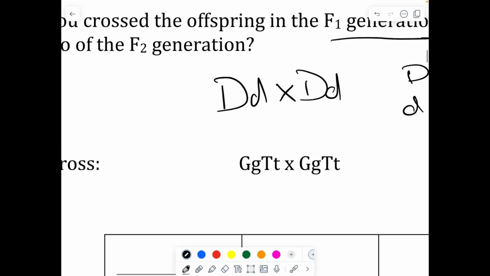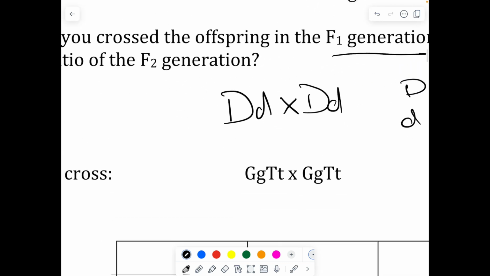Okay, dihybrid cross. In this case, when we go to make the square, we have to FOIL. So I would FOIL first. You FOIL each parent to determine the gametes, or the sperm or egg, that they would pass on. So in this case, they're both the same.